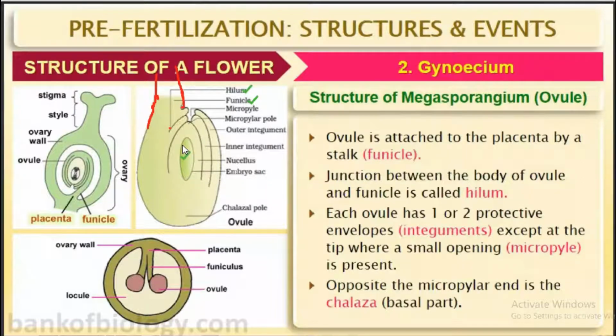So in the case of the male gametophyte, pollen grains are the male gametophyte, while the embryo sac is the female gametophyte. This embryo sac is present inside the megasporangium. The pollen grains or the male gametophyte are present inside the microsporangium. Okay, so the development of this embryo sac we can study later.